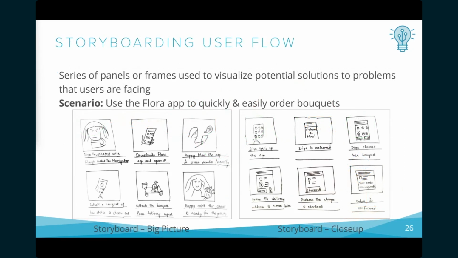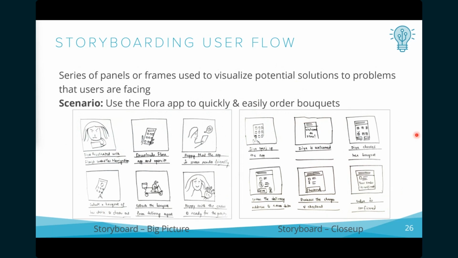The next activity in this stage is to storyboard the user flow that we have just created. So what is a storyboard? A storyboard is a series of panels or frames which are used to visualize the potential solutions to problems that users are facing. Here is a sample big picture and a close-up storyboard for the scenario: use the Flora app to quickly and easily order bouquets.